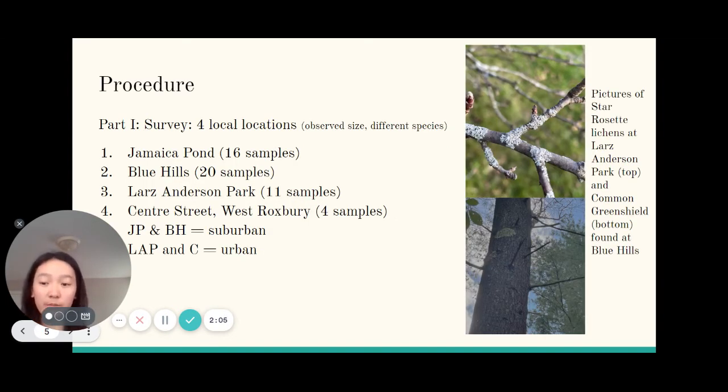So part one of my procedure was that I went to four different local locations shown here and observed the sizes and different species in those areas. So here's an example of the samples I collected.